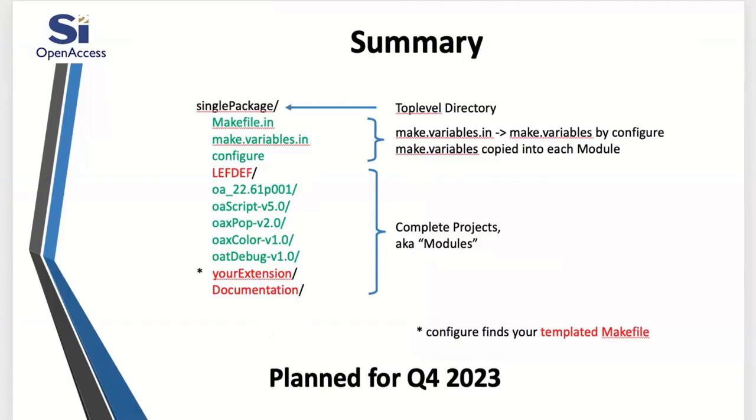The make variables configure, the make variables in, all that's being created automatically by autoconfig. And I have these modules shown in green here: OA, OA script, OX pop, OX color, and OX debug, building together with that same set of configurations. LeftDef, I need to add in, but I believe that'll be very simple.